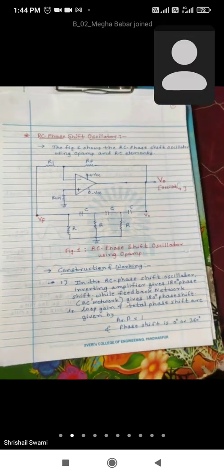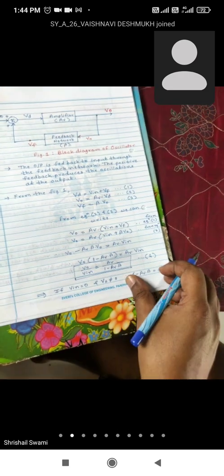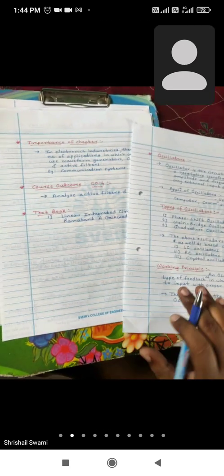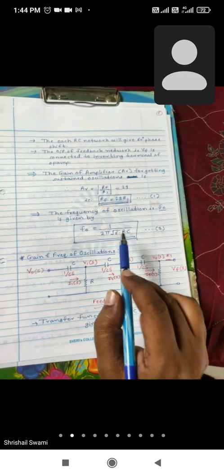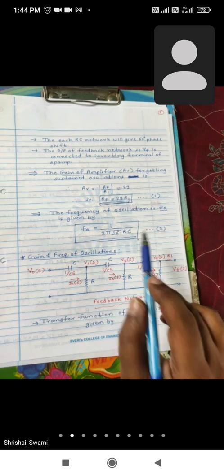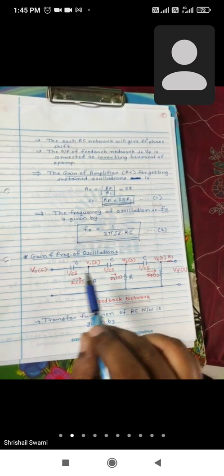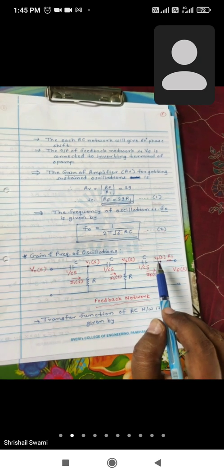After that we derived the expression of the frequency of oscillation for the RC phase shift, that is 1 upon 2 pi root 6 into RC. So how did we get this? We took it with the help of the output voltage and the feedback output voltage.